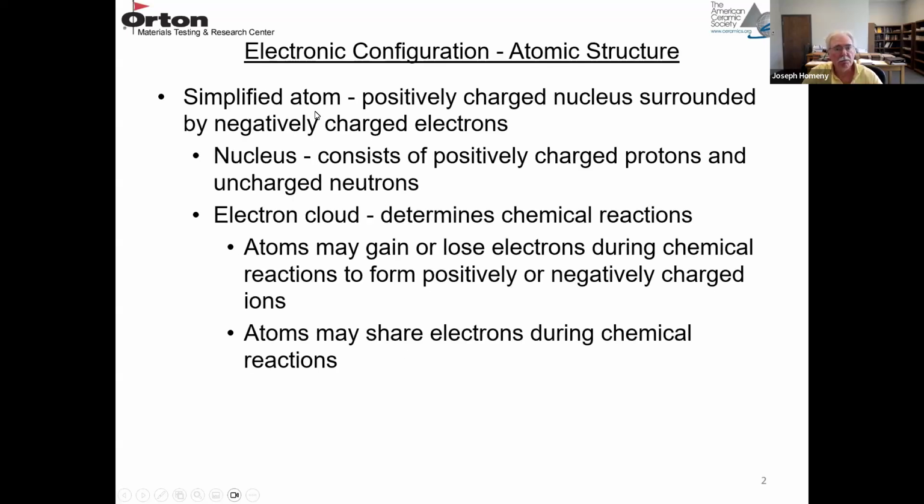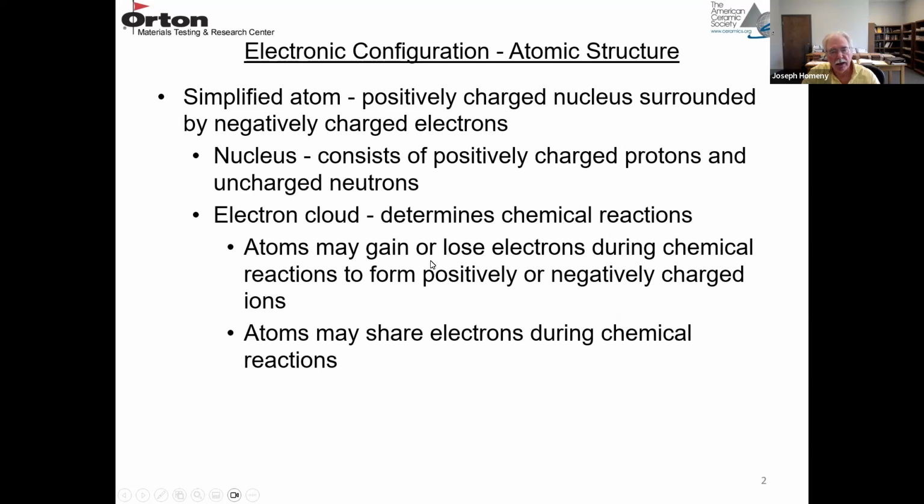So a real simplified atom is just a positively charged nucleus, surrounded by negatively charged electrons. A nucleus consists of protons and neutrons. The protons are charged +1 and neutrons are neutral. And the nucleus is surrounded by electrons or an electron cloud, and that determines the types of chemical reactions that can take place.